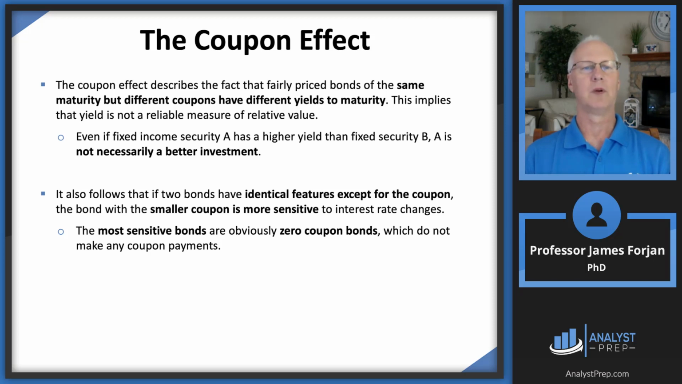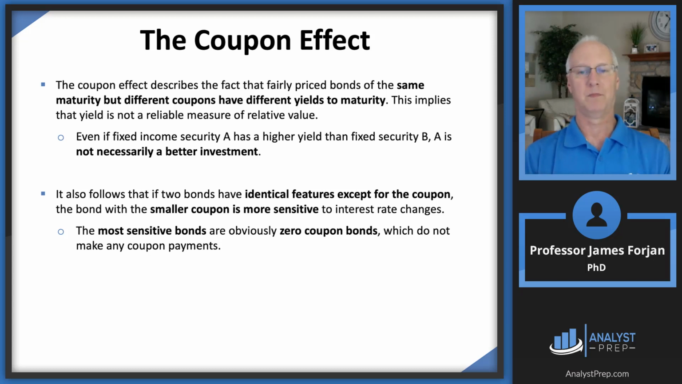So look at my first bullet point there. The coupon effect describes the fact that fairly priced bonds of the same maturity but different coupons are going to have different yields to maturity. Of course they're going to have different yields to maturity. Just look at those five time value of money buttons on your calculator. If you put a different payment in there and solve for I, you're going to get a different one. All right, so the implication is that yield is not a reliable measure of relative value. So even if fixed income security A has a higher yield, it's not necessarily a better investment because it might have a giant coupon payment.